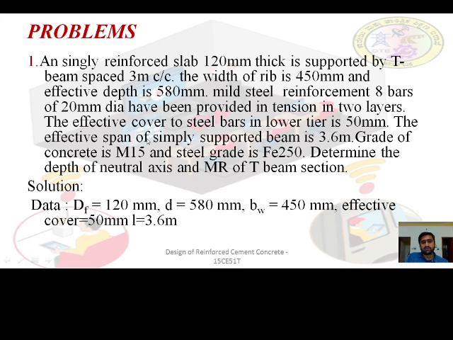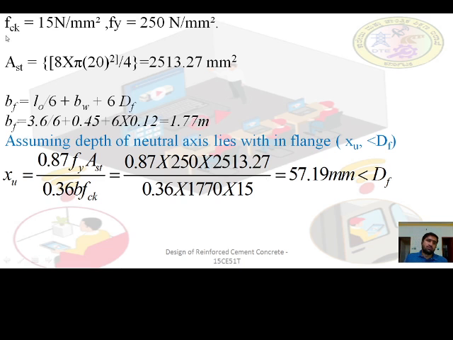The effective span of the simply supported beam. Don't get confused between this span and this span. Clearly it is given that the effective span of the simply supported beam is 3.6 meter. So L is equal to L naught is equal to 3.6. L naught is the distance between the points of zero moments that we have seen. We are asked to determine the depth of the neutral axis and the moment of resistance of the T-beam. I have written fck and fy, okay, note down.